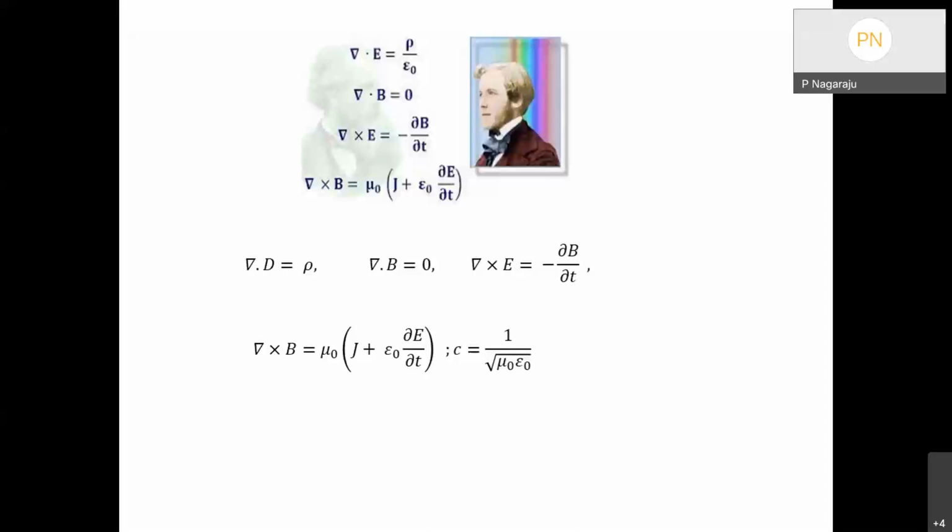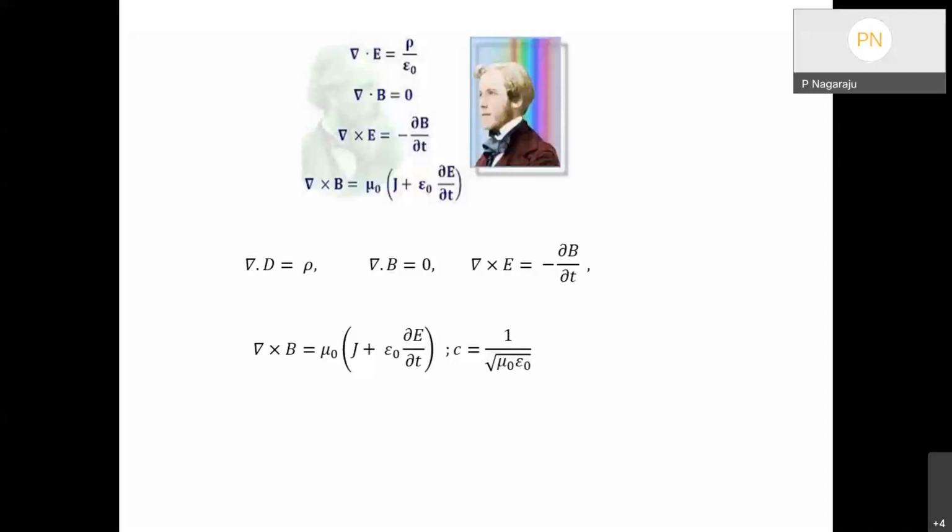J is the current density, mu naught is the permeability of free space. We can even write it as divergence D is equal to rho. That means if we are using D, that is the dielectric displacement, there is a relation between the dielectric displacement and the electric field.